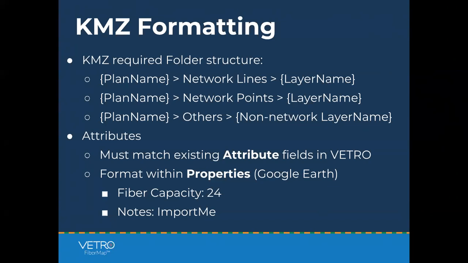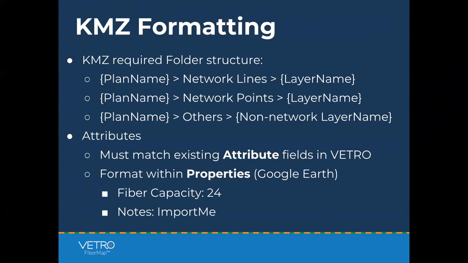An example of network points would be plan, network points, splice closure, all of our features. And then for others, this will actually work with non-network features. We'll have plan, others, and then slack loop and features inside of it.